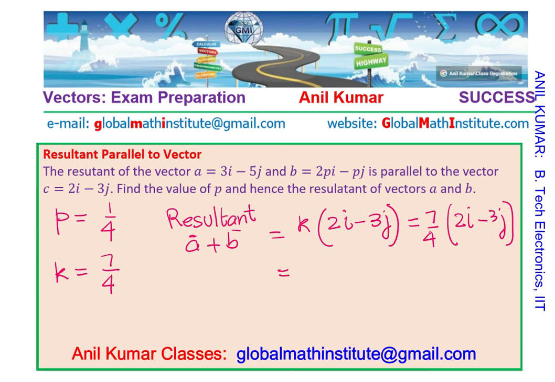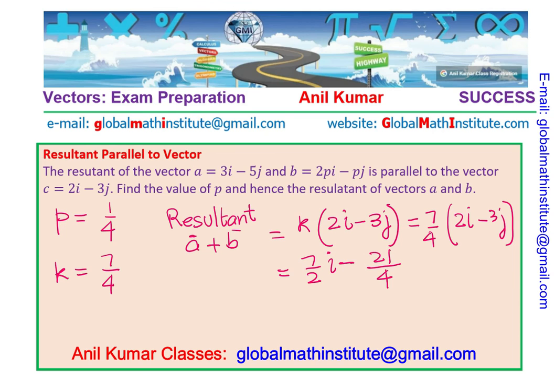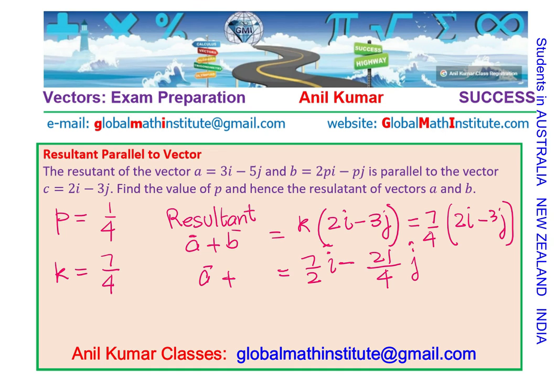So we get this resultant vector, the sum of A and B, which is parallel to C. When you do 7 times 2, 14, divided by 4, you get 7 by 2 i minus 21 by 4 j. Makes sense, right? So that becomes the resultant vector, which is A plus B, and that is parallel to vector C. I hope the concepts are absolutely clear.